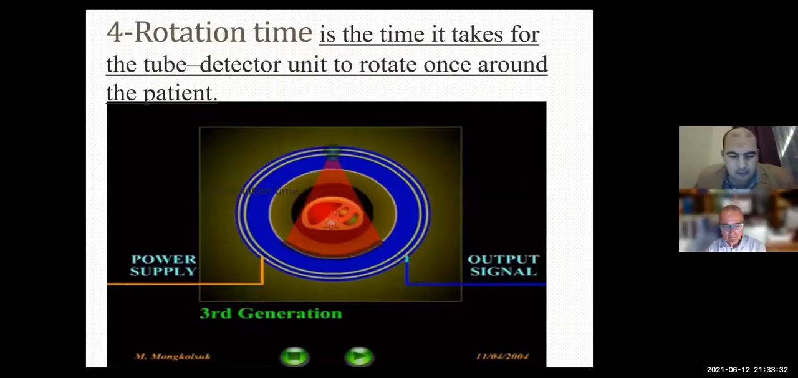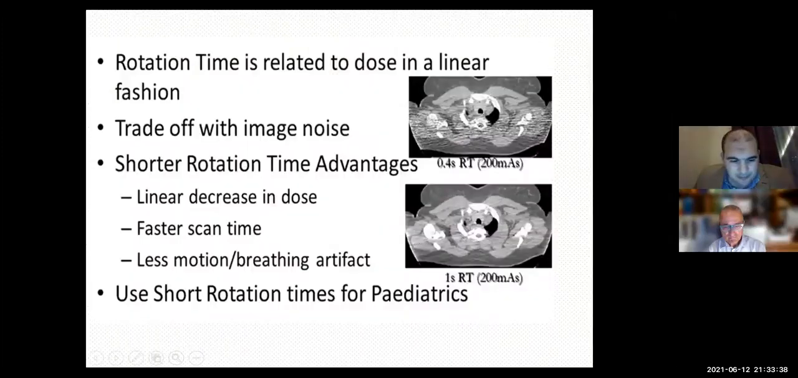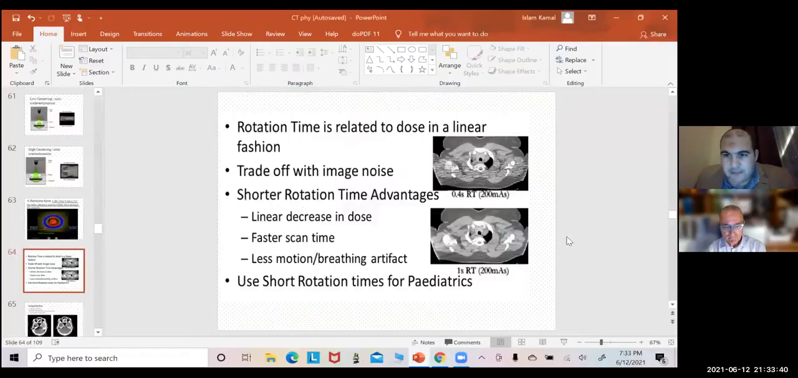We have another question from Alex Fernandez. Is there a correlation between detector width and slice width? Yes, section collimation and actual slice width. Okay, so now, section collimation and slice width.